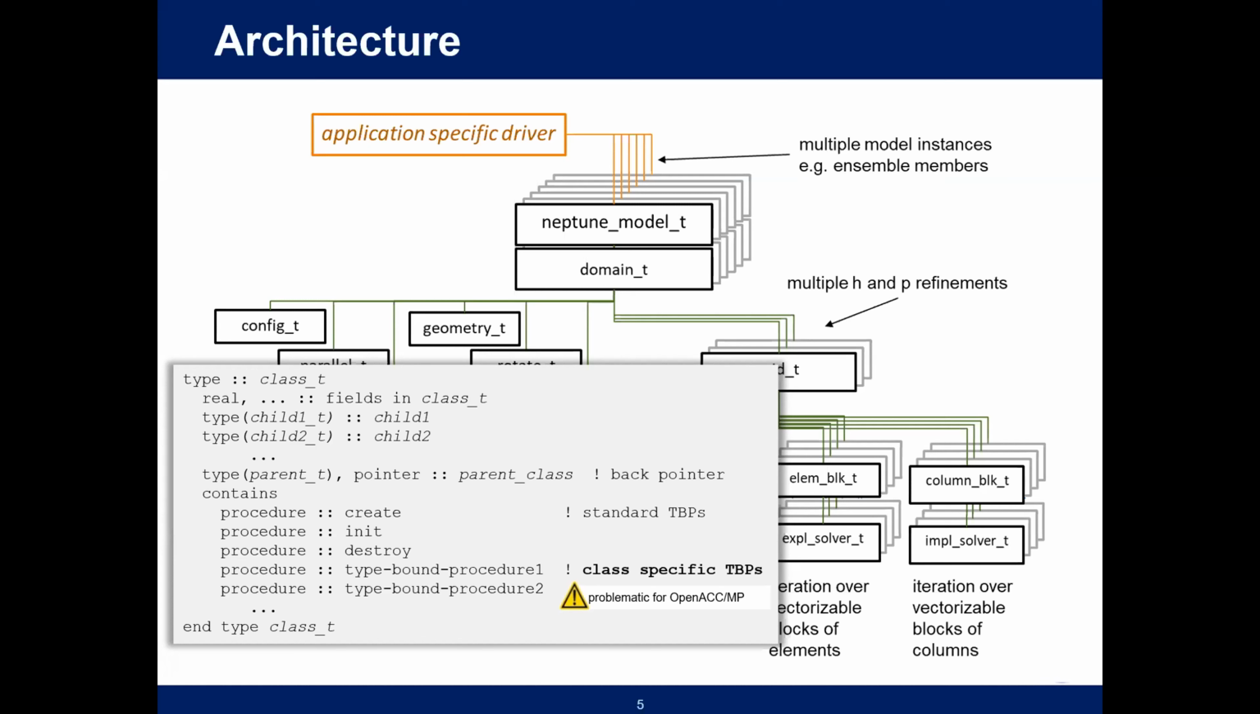And then the actual computations are in class specific type-bound procedures. Each class has whatever procedures it needs to do the computations on that class. As we'll see later, that's problematic for OpenACC and OpenMP, which the OpenMP 4.5 and 5 standards claimed that they would support type-bound procedures. It's not clear that that will happen. The standard does, but whether that will be implemented or not.